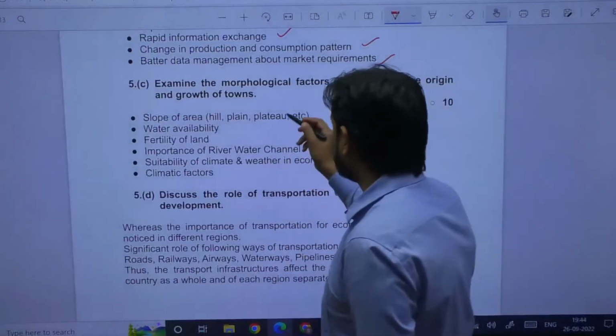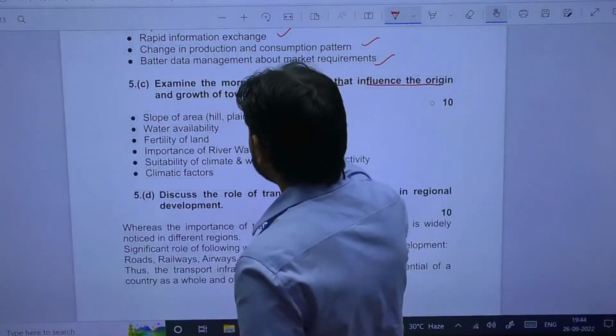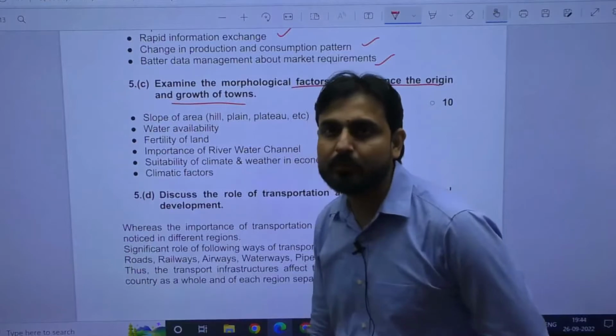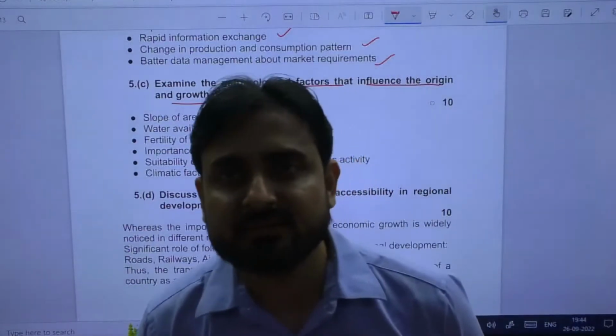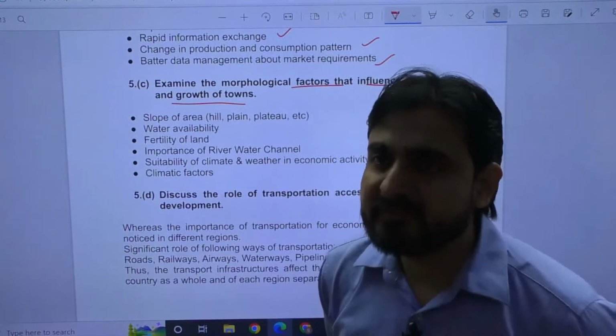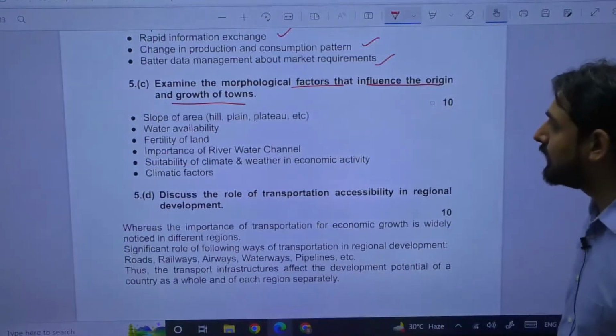Now examine the morphological factors that influence the origin and growth of the town. You need to examine the various factors which led to the growth of the town.